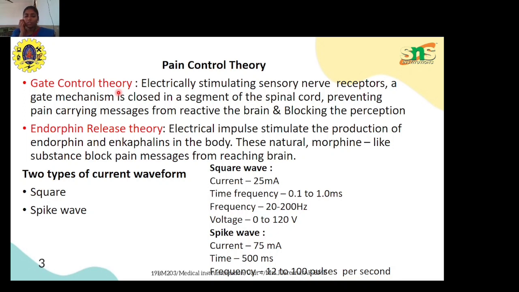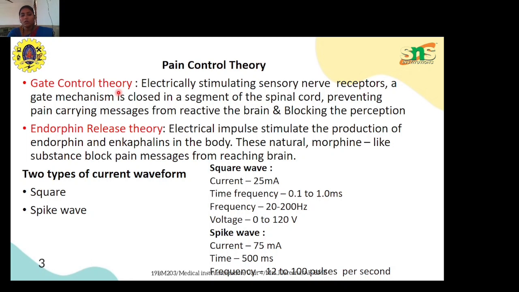There are two types of current waveform which are widely used in the case of a nerve stimulator: one is the square waveform, and another one is the spike waveform. On the right side I have given the parameters with their specification, the parameters we have to fix when we are using the nerve stimulator.